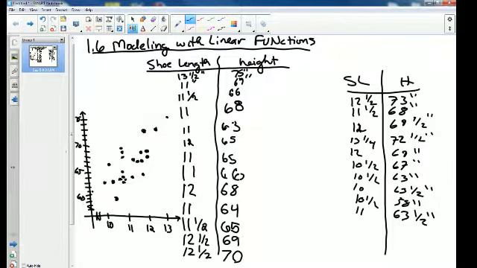Just a couple notes on graphs. Do you see anything that's missing on this one? Yeah, we haven't labeled it. So what's the title that you use? Modeling. What title would you put here? Correlation between shoe length and height.